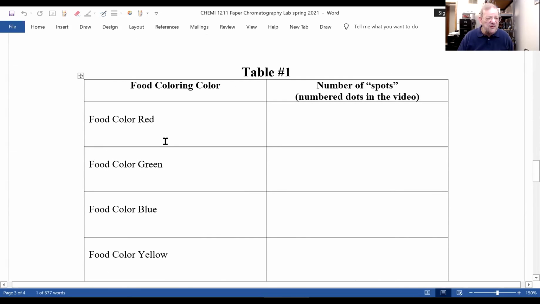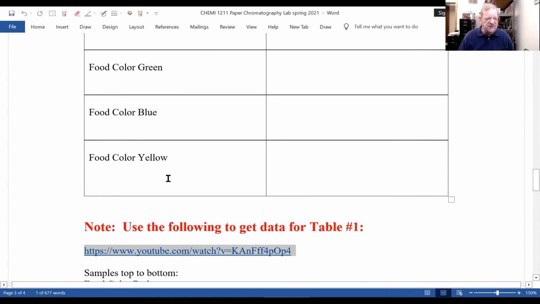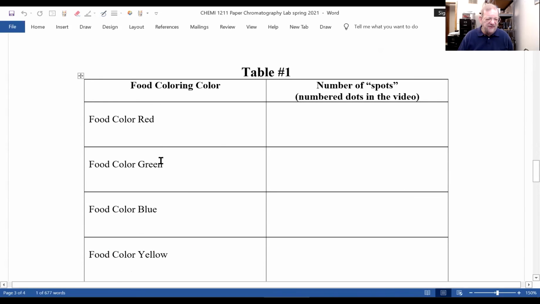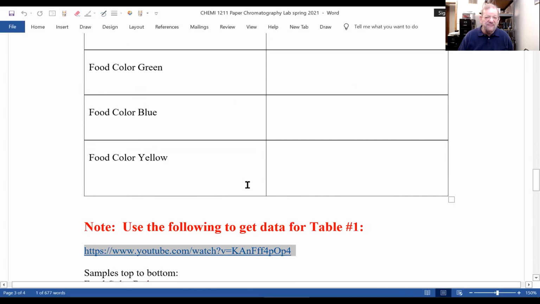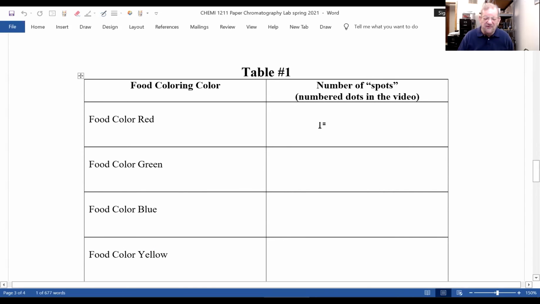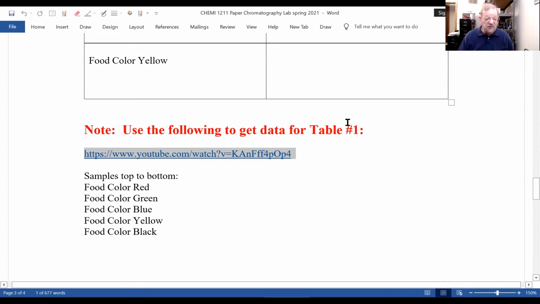Now, here are the different food colorings you'll be using today: red, green, blue, and yellow. And here you've got to put the number of spots, otherwise known as the numbered dots or spots in the video. Where's the video? Well, I'm going to show you that. By the way, in that video, the top sample is red, next one is green, next one is blue, then yellow, and the very bottom one, which we're not doing, is black. Let's look at the video.